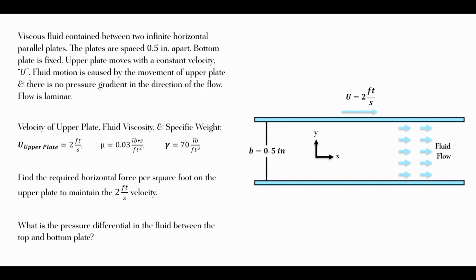The fluid motion is caused by the movement of the upper plate, and there is no pressure gradient in the direction of the flow. The flow's laminar. They give you dynamic viscosity 0.03 pound-seconds per foot squared, specific weight of 70 pounds per foot cubed. They want you to find the horizontal force per square foot on the upper plate to maintain that same velocity. And they also want you to find the pressure differential in the fluid between the top and bottom plate. So let's go ahead and get started.